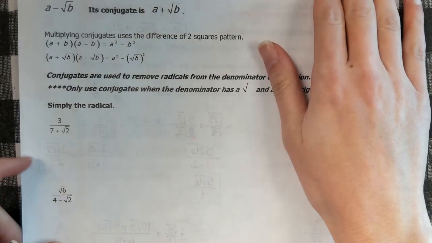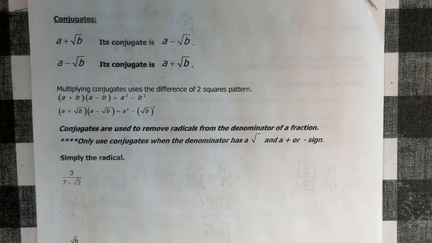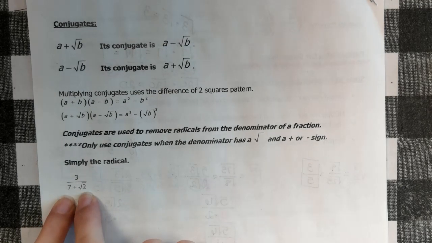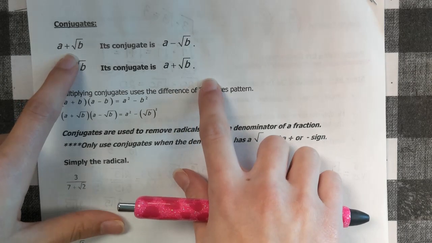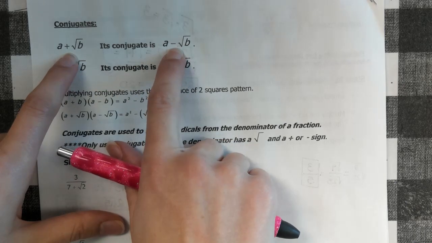Okay? We're not done. We still have conjugates. That was rationalizing. Okay? So conjugates is rationalizing when you have a binomial in the denominator. So what that means is if I have two terms being added in my denominator and it includes a radical, I'm going to have to rationalize by a conjugate. Okay? So the conjugate is if I have a plus square root of b, its conjugate is the exact same thing, but a different sign in the middle.